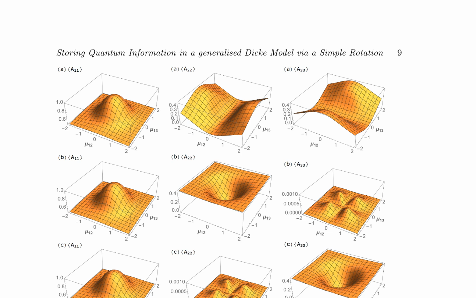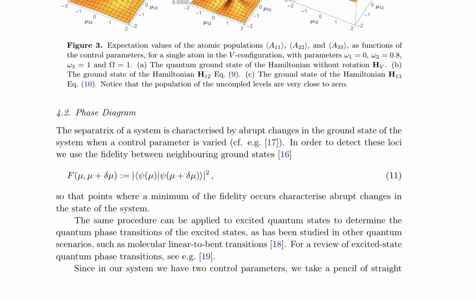For a single atom in the V configuration, the expectation values of atomic populations are functions of control parameters. Ground states of different Hamiltonians are analyzed, revealing that the population of uncoupled levels is nearly zero. A phase diagram is introduced to characterize abrupt changes in the ground state using fidelity between neighboring ground states. This method can also be applied to excited quantum states to determine quantum phase transitions. The section concludes by mentioning the application of this procedure to a system with two control parameters, illustrating its potential for studying quantum phase transitions in excited states.